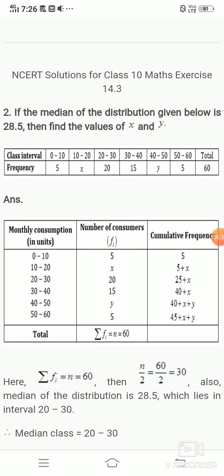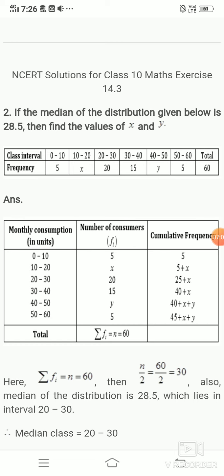Next, continue with the addition. 5 plus 20 is 25, so 25 plus x. Next, 25 plus x plus 15, so 25 plus 15 is 40 plus x. Next, 40 plus x plus y, not possible to add, so write it as it is. Next, 40 plus x plus y plus 5, you can add 40 and 5, so 45. So 45 plus x plus y, right?